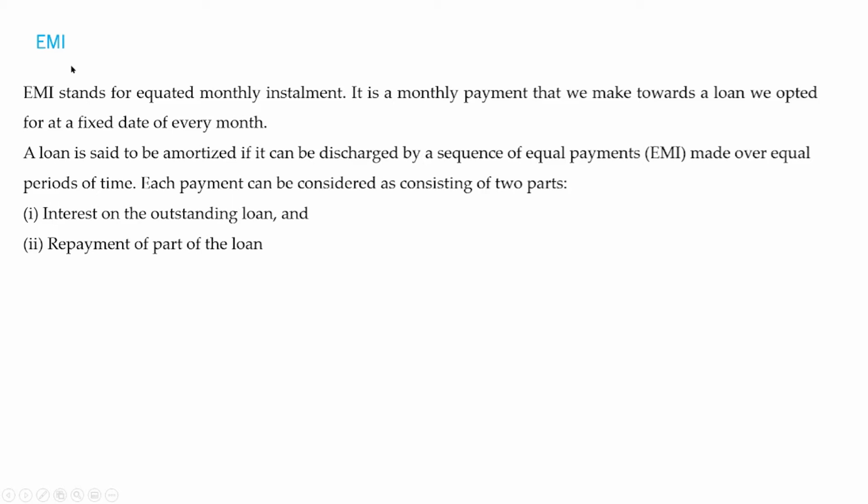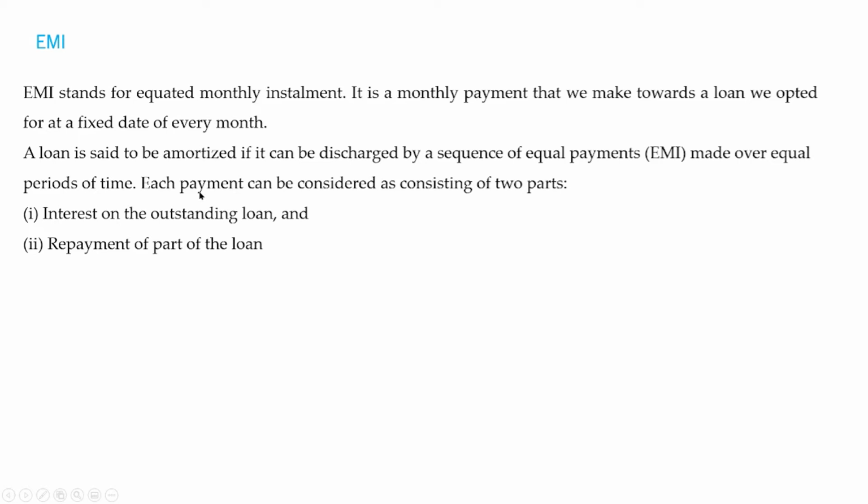So this EMI is a monthly payment which a person has to make towards a loan that the person has opted for, at a fixed date of every month. So we say a loan is amortized if it can be discharged by a sequence of equal payments, namely EMI, and these payments are made over equal periods of time.